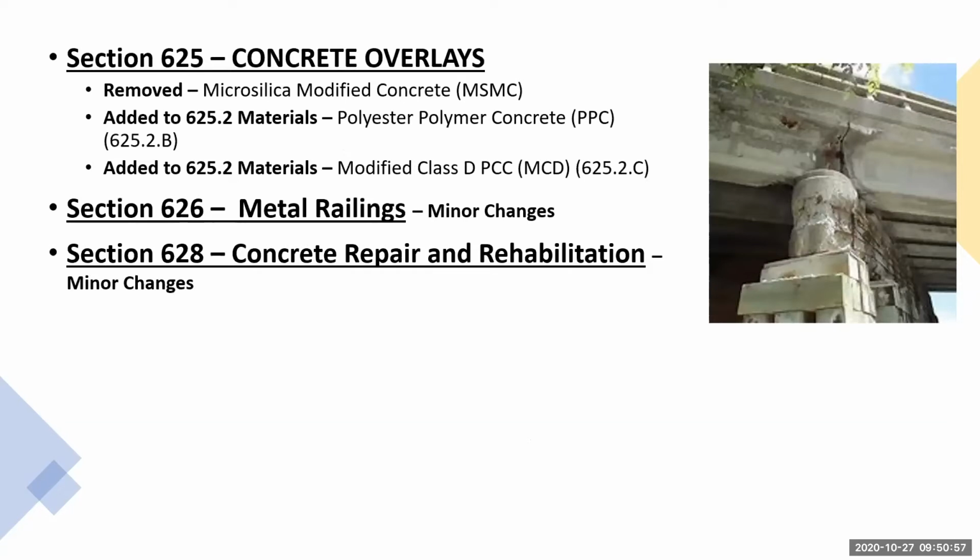And then wrapping up the section 600, microsilica modified concrete overlays were removed. They're just not used much here. We use typically latex modified overlays, and also we use a lot of PPC or polyester polymer concrete. So that was added, and also the PCC for your thicker overlays, that was added as well. Section 626 metal railings and section 628 concrete repair and rehabilitation only show minor changes.